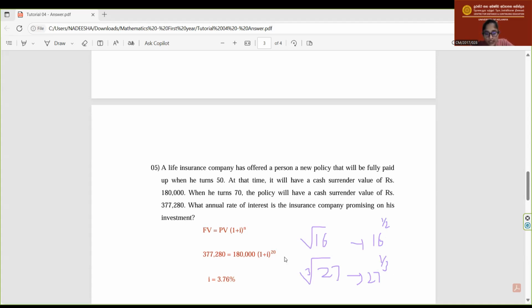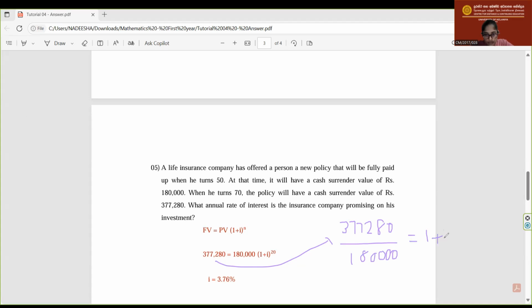Here you can see we have to find i, so we have to isolate i. Therefore, you can see the power of 20 is there. We have to eliminate this power of 20 by taking the 20th root on the other side, which means a power of 1/20, right? Always remember i is what you have to find, so keep i aside. Therefore, 377,280 divided by 180,000 equals (1 plus i) to the power of 20, right?